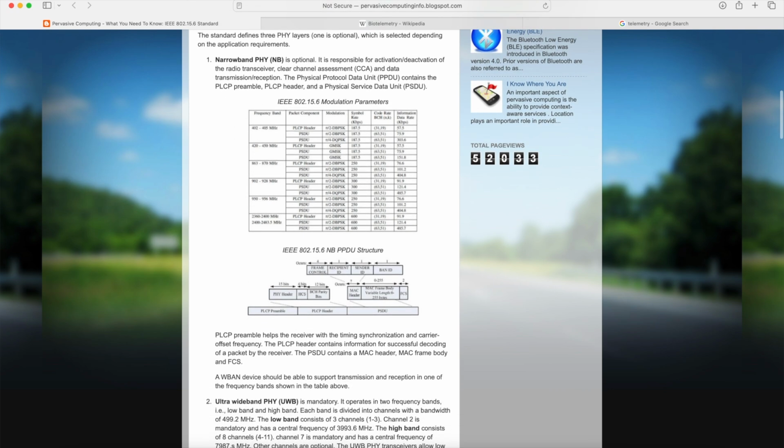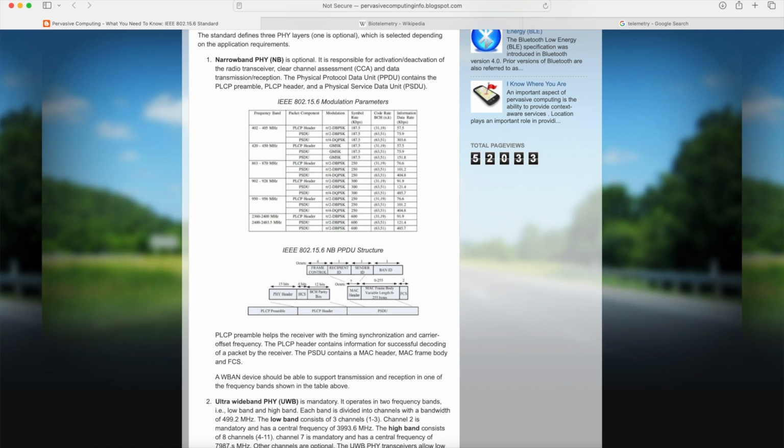We here in North America deploy narrowband physical, which is the physical layer of computer networking, in your skin. And your skin is a physical layer utilizing something called human body communication, as well as a physical layer with radio frequency and the old W band, because the W band is not cyber secure. Number 1, narrowband physical is optional. It is responsible for activation, deactivation of radio transceiver, clear channel assessment, and data transmission, reception.